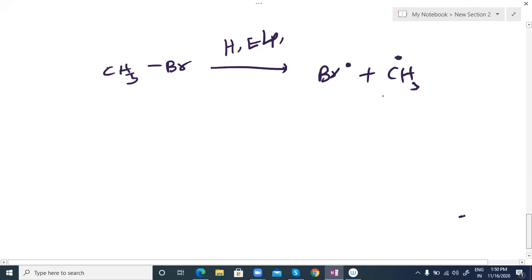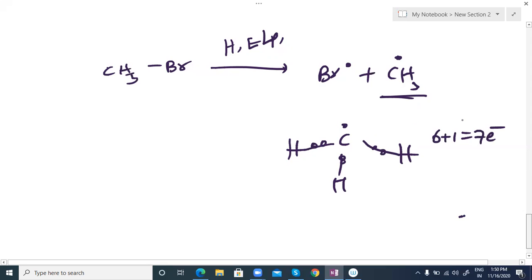It also has 7 electrons only. I'm showing you can get it very clearly. So 3 bonds, 6 electrons, and 1 electron here. Total 7. 6 plus 1, total 7 electrons. Got it? This is also less than 8 electrons, so it is an electrophile.